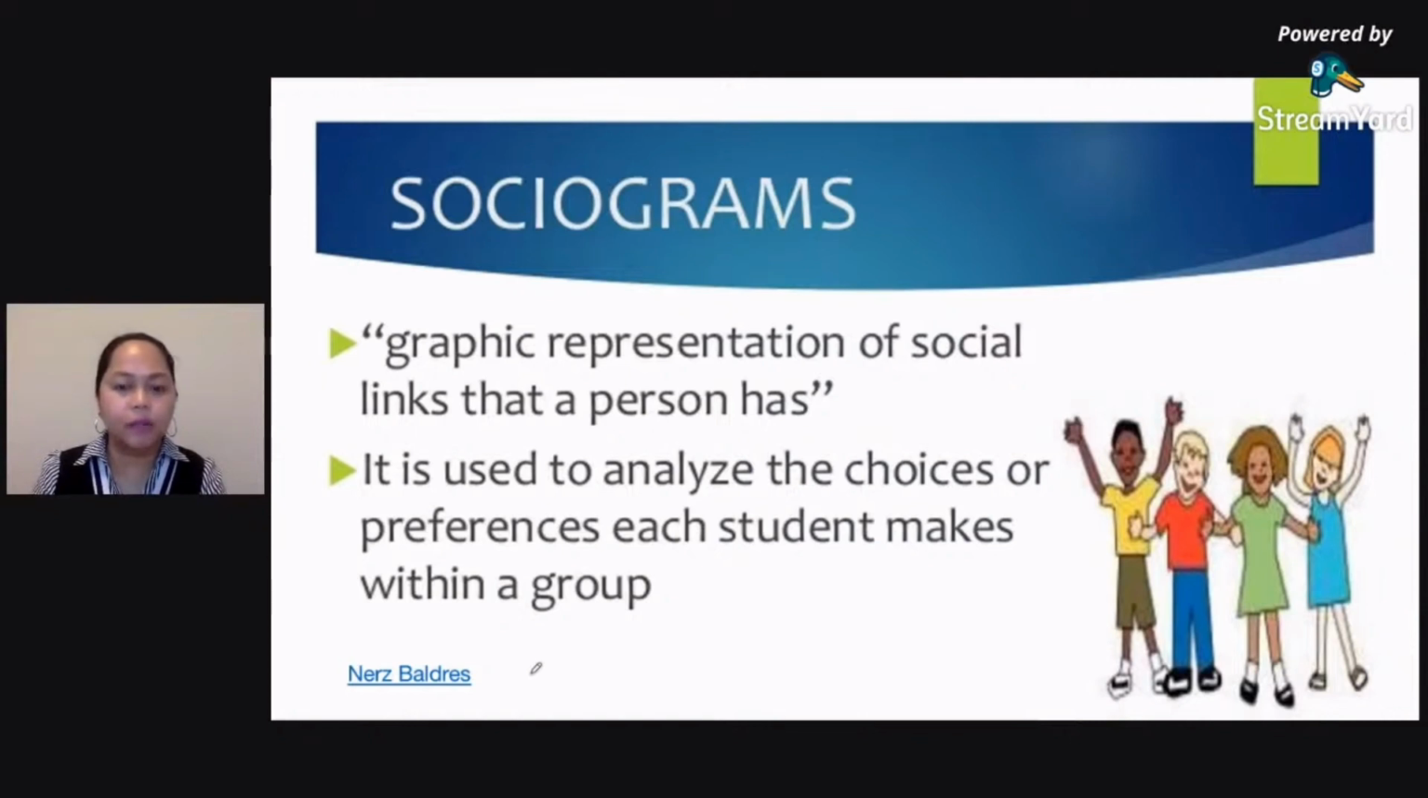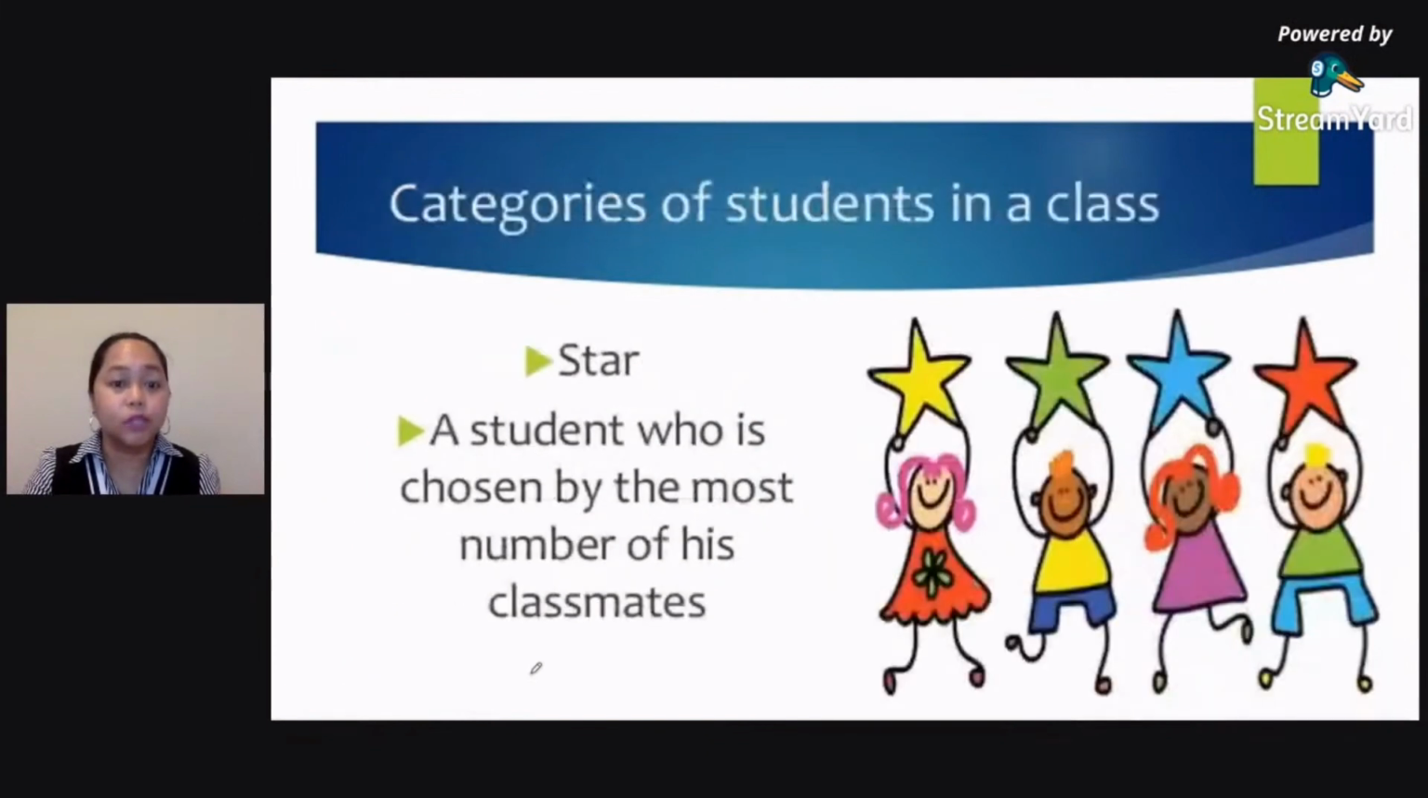This is a graphic representation of social links that a person has. It is used to analyze the choices or preferences each student makes within a group. Okay, so you use this to examine the social relationships of your students. Now, under your sociograms, there are different types of students. Okay, so there are categories of students in a class.